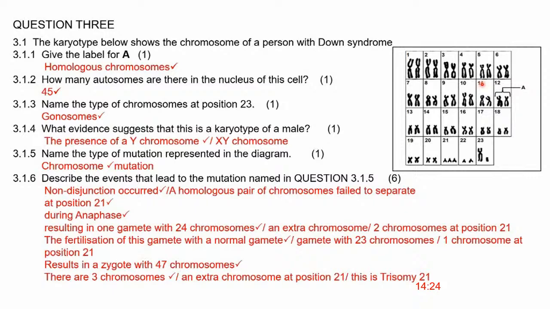Why did it occur? Because of non-disjunction. When did it occur? During anaphase. What was the result? A gamete of 24 chromosomes. What would happen upon fertilization with a normal gamete? We would have a zygote of 47 chromosomes with 3 chromosomes on position number 21. Okay? So everything follows. You must always ask yourself why and where and how does it occur.